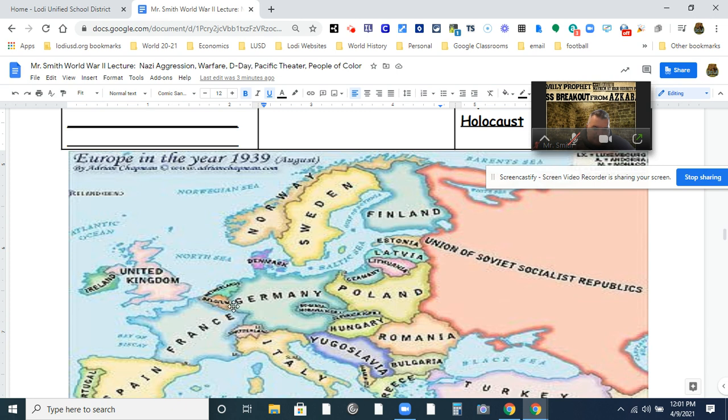See Belgium, Netherlands. The Netherlands is Holland. People from Holland, they speak a language called Dutch. I know it's kind of confusing. Why do you have 3 different names for the same thing? It is what it is. They can do what they want.